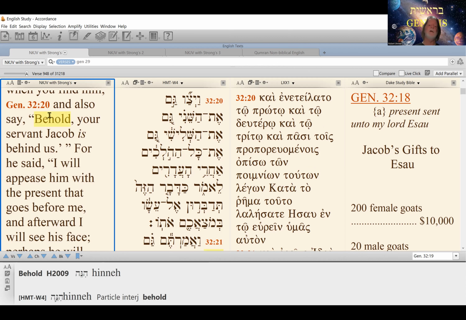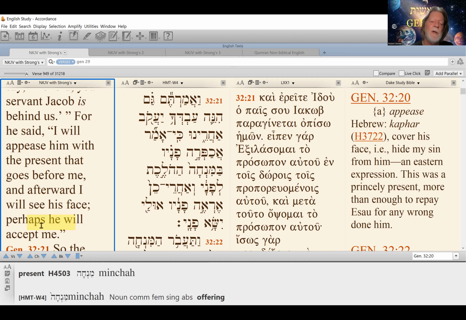And also say, behold, your servant Yaakov is behind us. For he said, I will appease him with the present that goes before me, and afterward I will see his face, and perhaps he will accept me. The Hebrew word is Yisa, which means to lift up. So he'll lift up his face upon me.